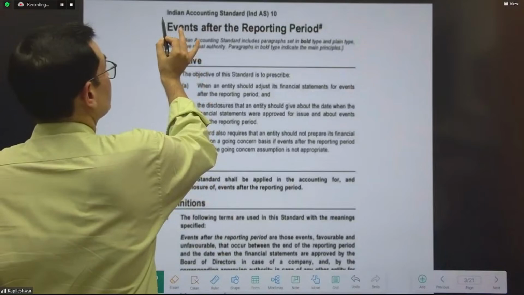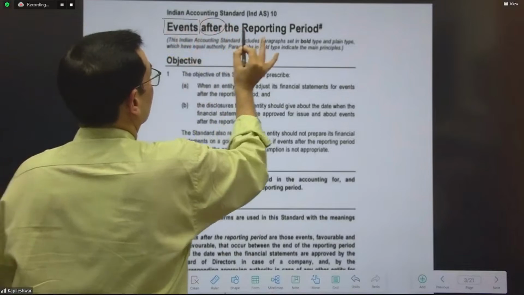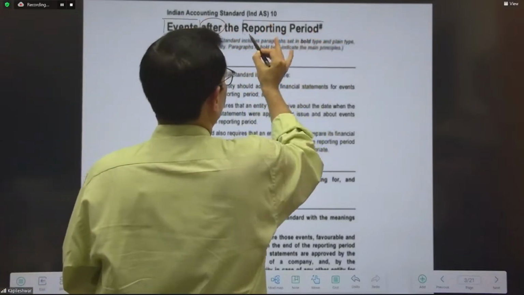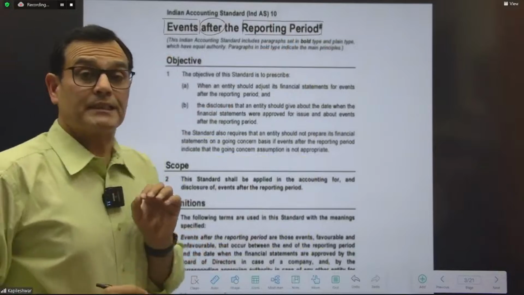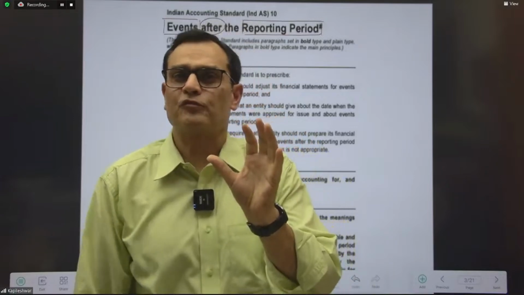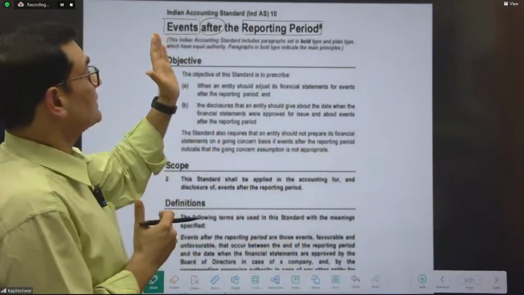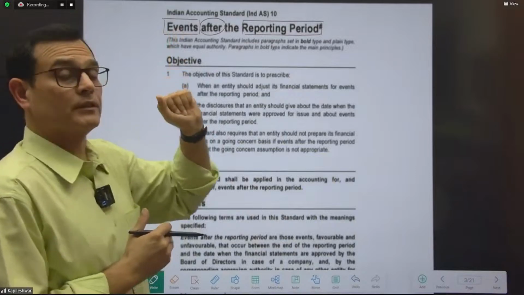The name of the standard is Events After the Reporting Period. I can see a total of 3 crucial terms in the name of the standard. Whenever I look at any standard, the first thing I always look at is the name of the standard. We're going to spend some time, first of all, understanding the name of the standard. What does Ind AS 10 address? So we can see the focus is events after the reporting period.